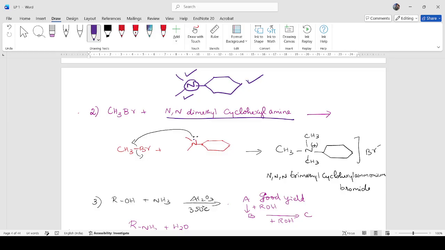So this nitrogen is already a tertiary nitrogen, so it has just a lone pair, no hydrogens are available for us. So it goes for a reaction immediately to form a quaternary ammonium salt. Look at the nomenclature here: the same nitrogen, three methyls are there. N,N,N-trimethylcyclohexylammonium bromide. As I mentioned, whenever it becomes a quaternary salt, it would always be a salt. The very common quaternary ammonium salt is cetyltrimethylammonium bromide.